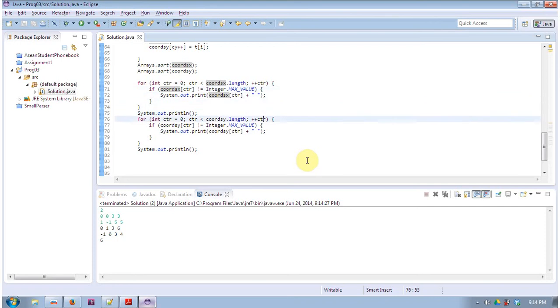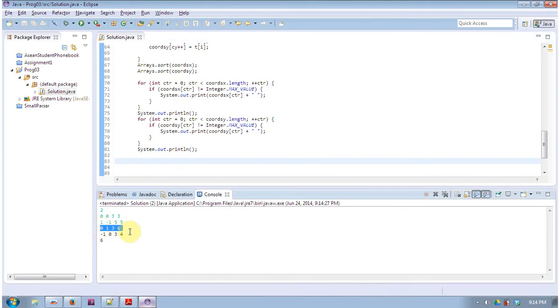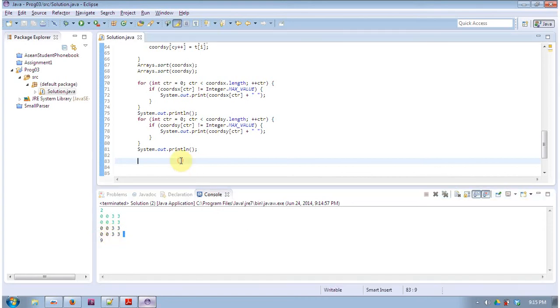Okay, for the next part, the values here should be distinct because I could do this. So 0033 and then 0033. Okay, we have repeating values, so we have to retain only the distinct values. So what Snail did is that introduced another variable k.